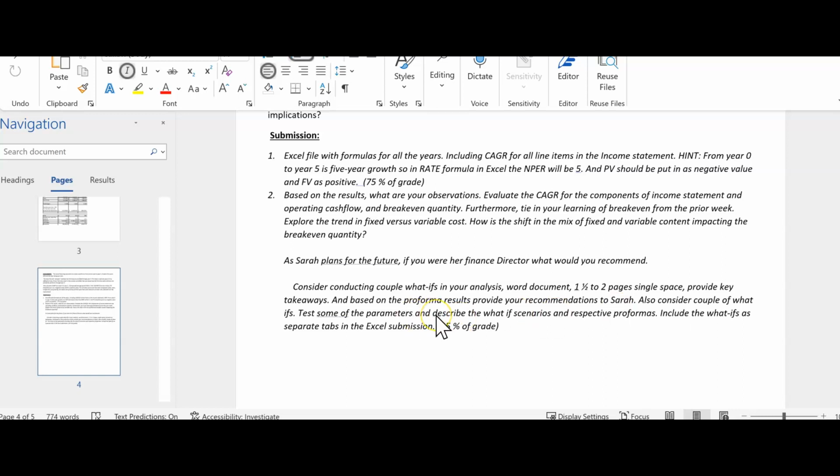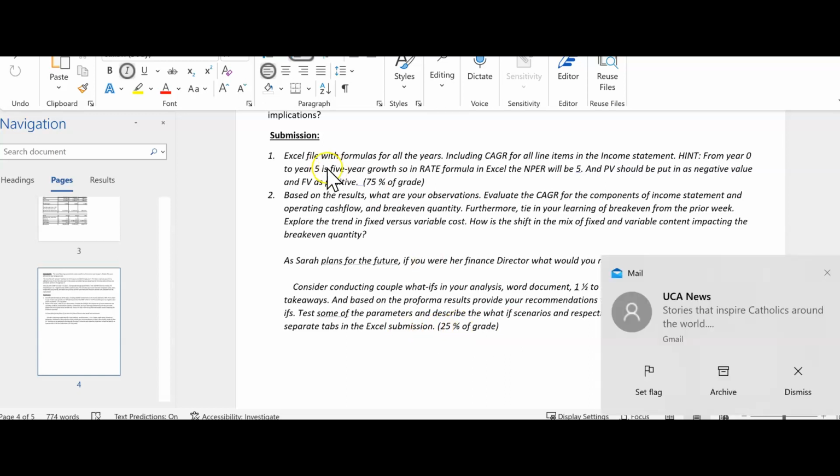So test some parameters, and you can just describe to say, I think, Sarah, I think you should do this, maybe, whatever you want to do. And again, this is your what if. The learning really is your what if, connecting to the inputs and the outputs. So a couple of what if scenarios and then the respective pro formas. When you do the pro formas, you're basically going to have a similar format of the Excel spreadsheet. Just include the what ifs as separate tabs in the Excel submission, with the baseline on top.